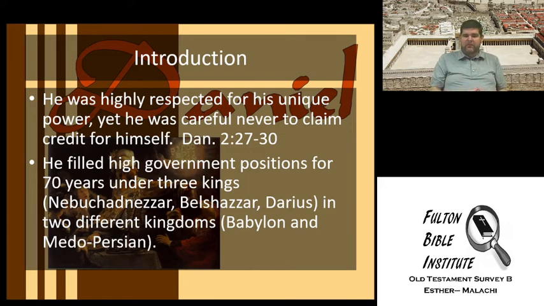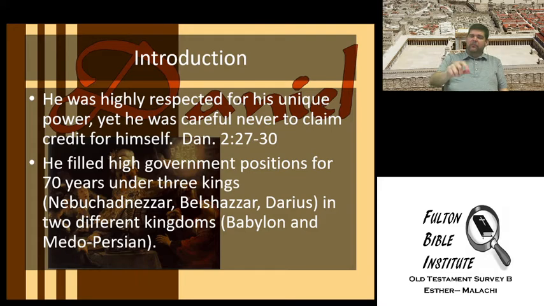Daniel was highly respected for his unique power, yet he was careful never to claim credit for himself. Daniel chapter 2, verses 27 through 30, when he interprets Nebuchadnezzar's dream. The great thing about Daniel, again, to show his faithfulness, is that he interprets Nebuchadnezzar's dream that no other wise man could interpret. As a matter of fact, Nebuchadnezzar was ready to put them all to death because they couldn't tell him what this dream meant. And Daniel interprets it for him.